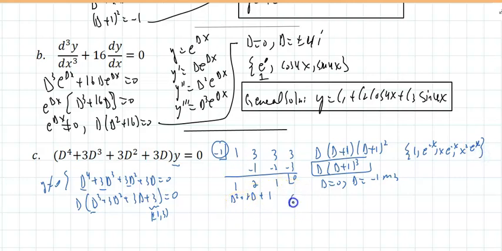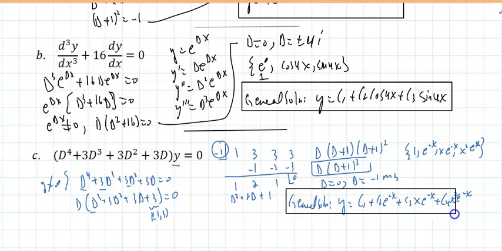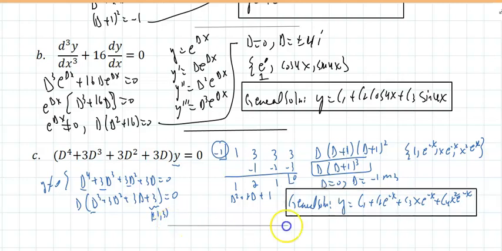And the general solution: y equals c sub 1 plus c sub 2 e to the negative x plus c sub 3 x e to the negative x plus c sub 4 x squared e to the negative x, and that is my general solution. They give me initial conditions. I figure out c1, c2, c3, and that would be it for this section.